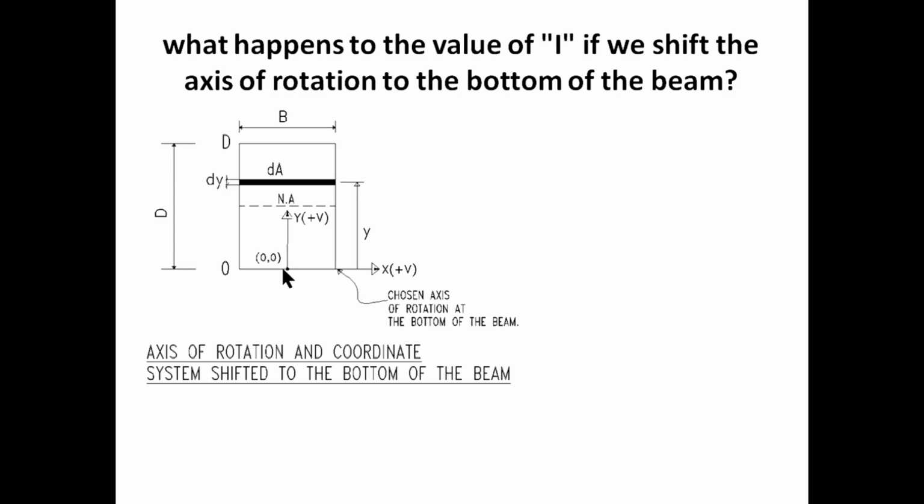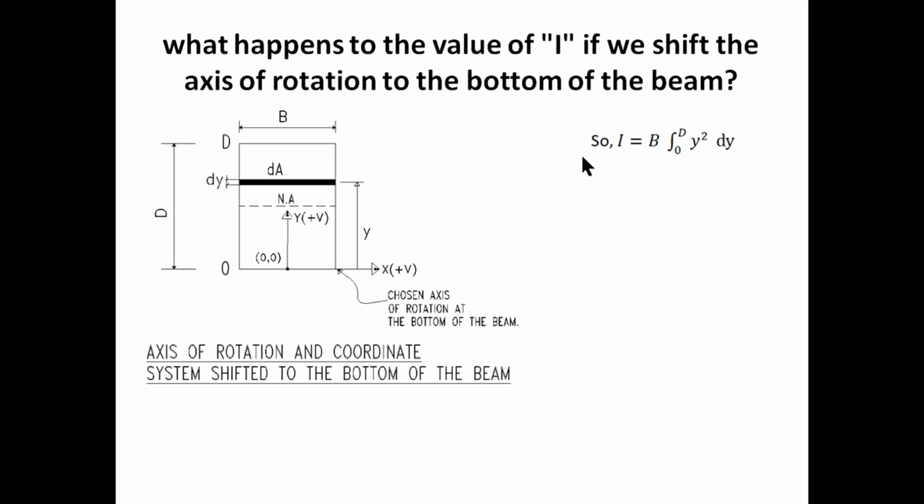So this indicates that any value above the axis of rotation is positive. So the limits here across the whole section would be from 0 all the way up to D. This is just another way of saying that the entire area of the beam section is now resisting against rotation.